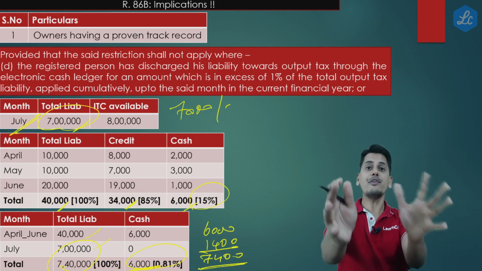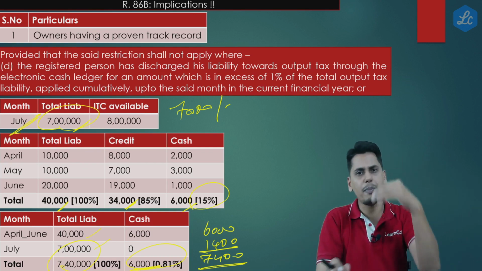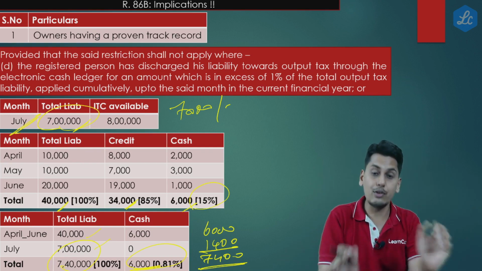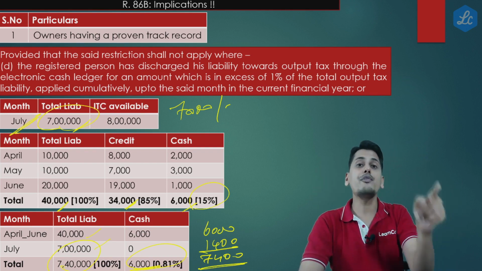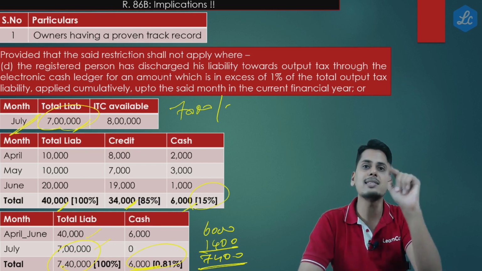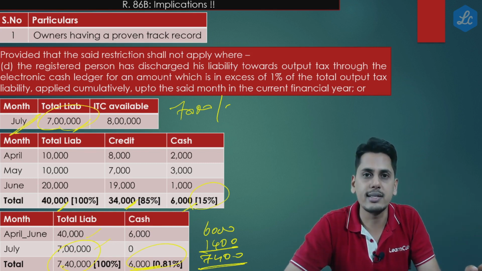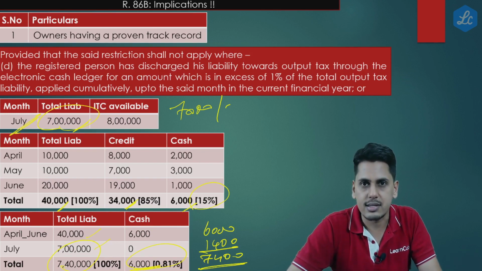Now if I look into cumulatively, 6,000 paid till June. For this month, I will pay 1,400 from my cash ledger. It would become 7,400. Now if I check cumulatively April, May, June, July, 7,40,000. 1% of it is 7,400. I have complied with Rule 86B on a cumulative basis.